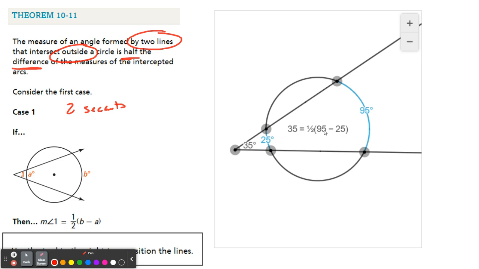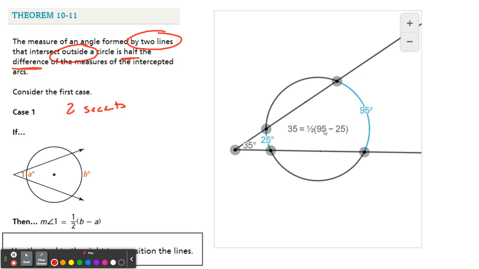So notice here, this angle 1 opens up to arc A, which is small, and arc B, which is bigger, because again, as the sides get longer, the space between gets longer, right? So what we're going to do here is take the larger arc B, subtract the smaller arc A, and then take half of that.